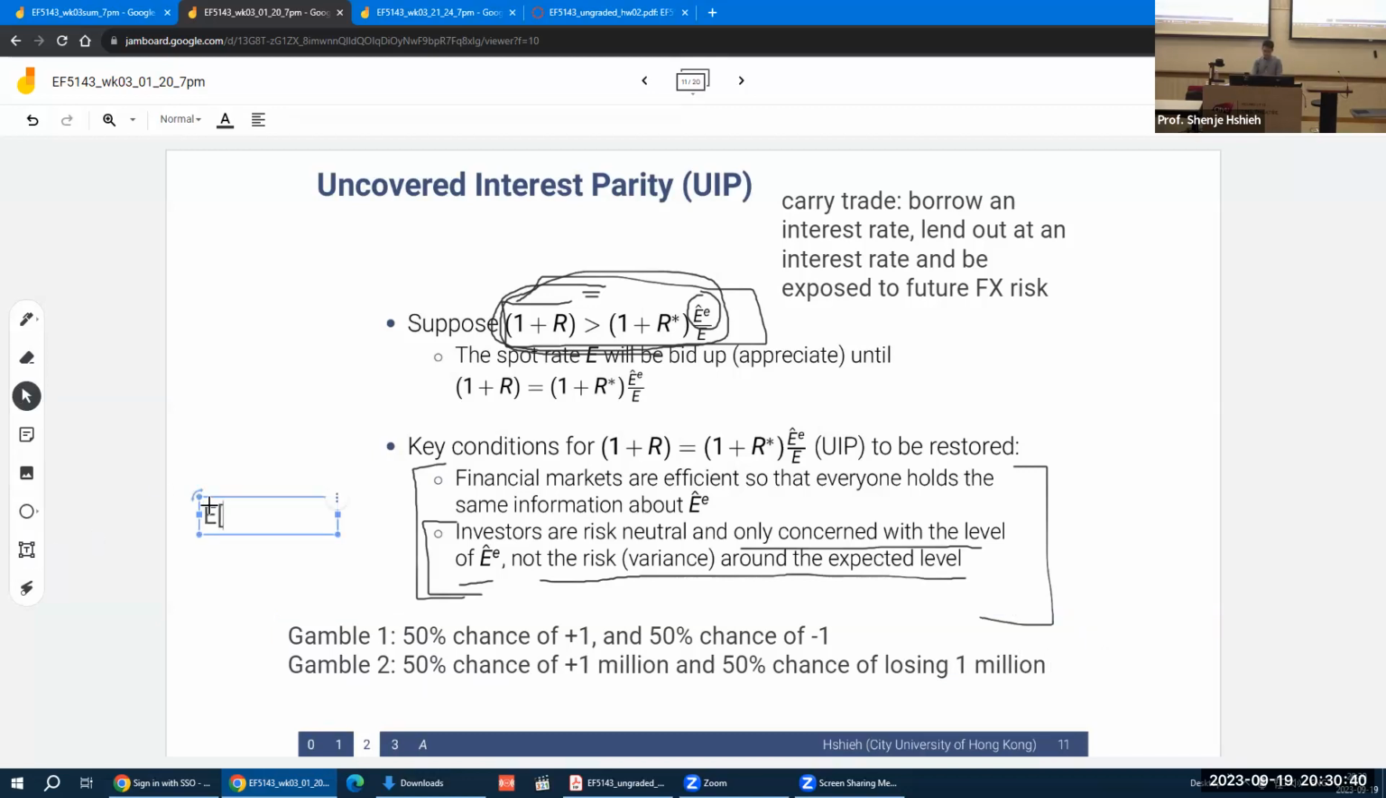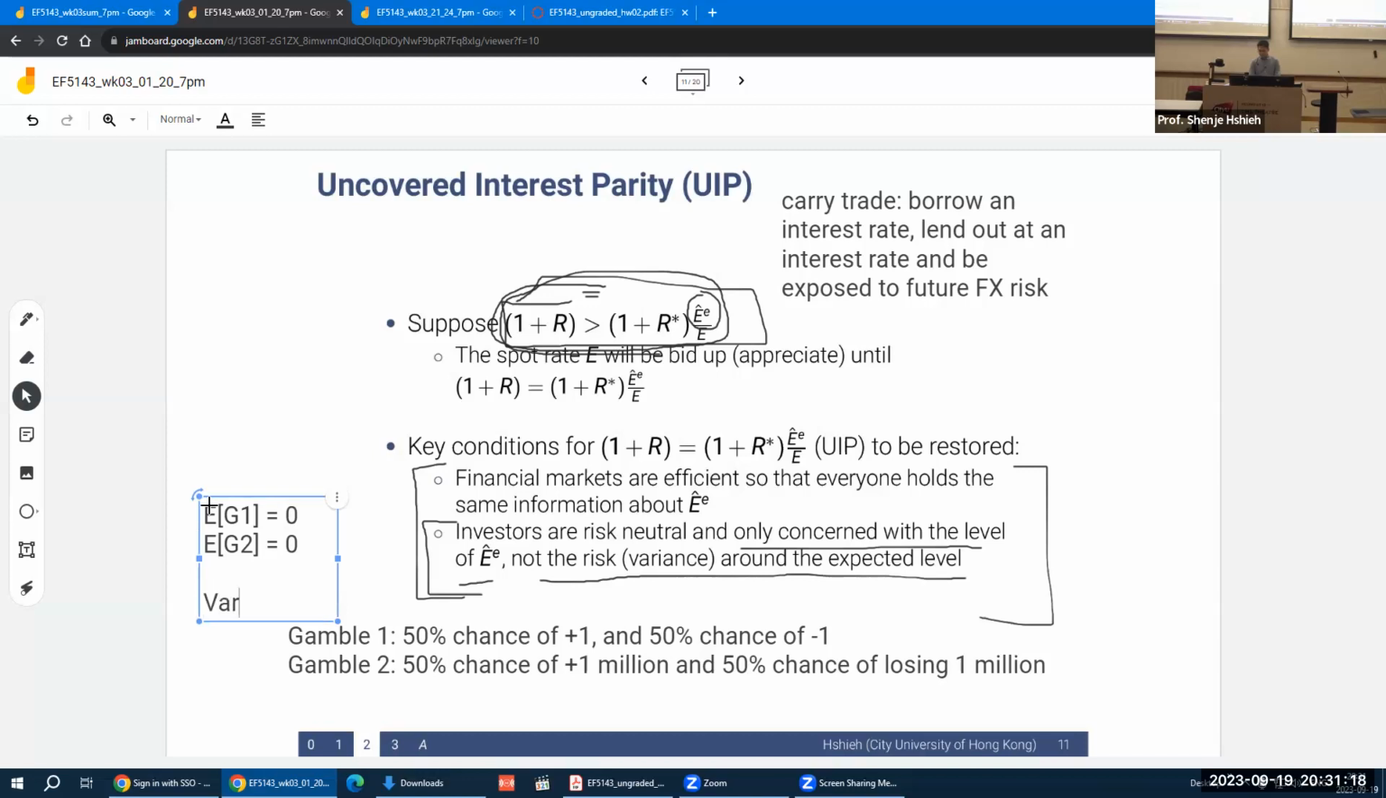Can you tell me what the expected value of gamble one is? So what's the expected value of 50% chance earning $1 and 50% chance losing $1? Zero. What about gamble two? Yes, also zero. Very good.